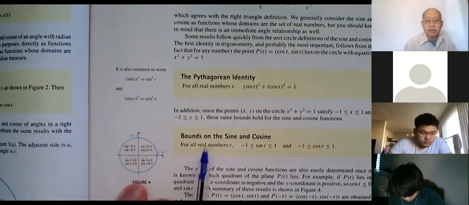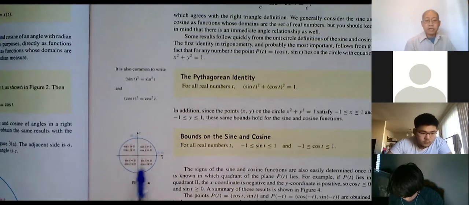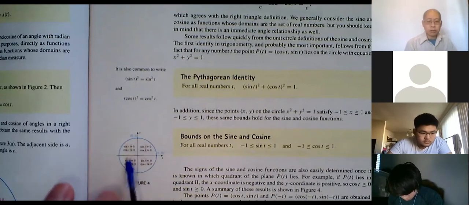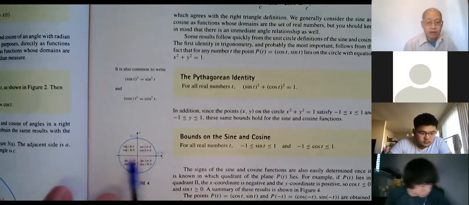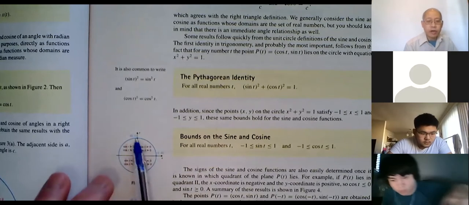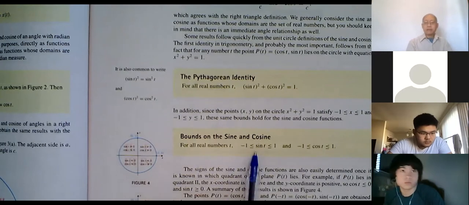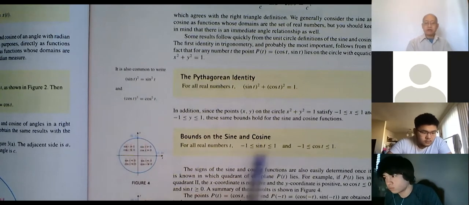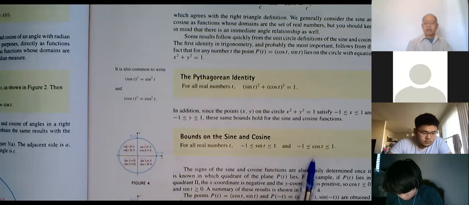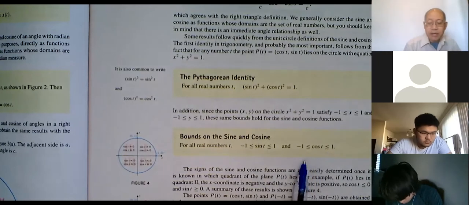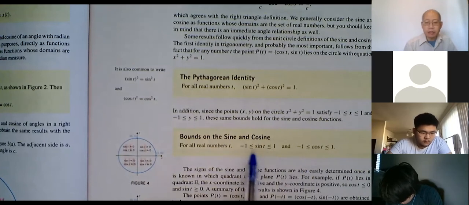All right, and then we have bounds on the sine and cosine. Since we're talking about x and y coordinates on a unit circle, the x values are stuck between -1 and 1. Y is also stuck between -1 and 1. So that means for any real number t, sine of t is between -1 and 1, including -1 and 1. Likewise, cosine is stuck between -1 and 1, including -1 and 1. That's not true for tangent. Tangent can be any real number. But sine and cosine are both stuck between -1 and 1.